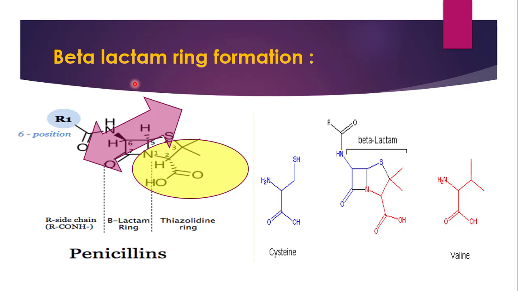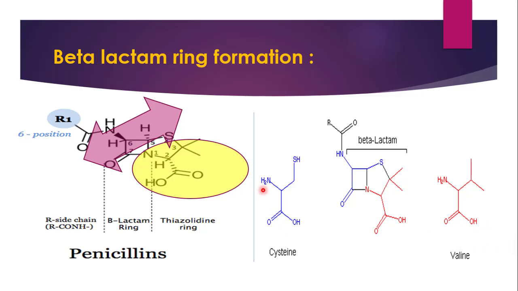Now moving towards the ring formation, here in case of beta-lactam ring formation, how this ring has been formed, that we will see now. As you can see here, in the beta-lactam, one blue part is there and one pink or red part is there. So this is the beta-lactam ring, and this is the fusion of cysteine and valine, as you can see here.